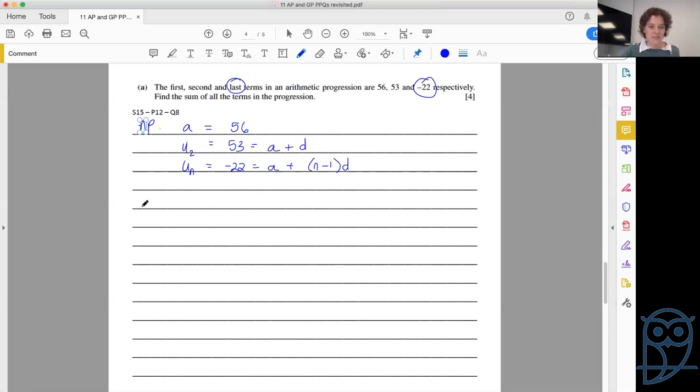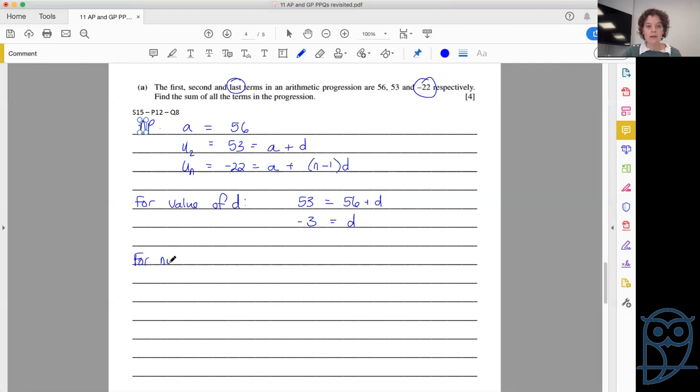So, for the value of D, we know that 53 equals 56 plus D. So D equals minus 3. And those warning bells are ringing because D is negative. So you've got to be very, very careful when you substitute. Right. So we have A, we have D, we have a value for our last term. So now we can calculate his position.